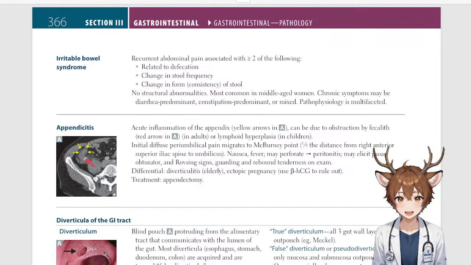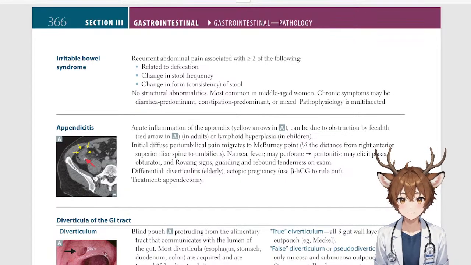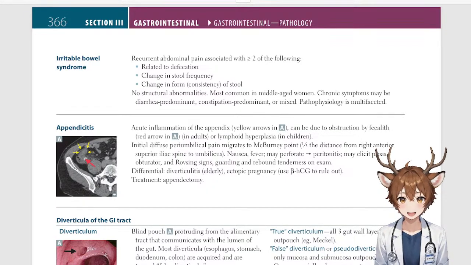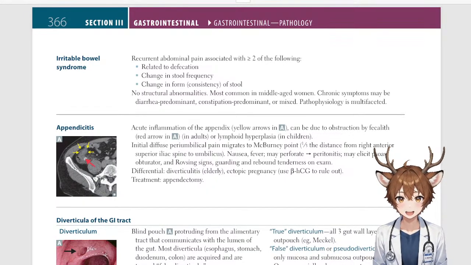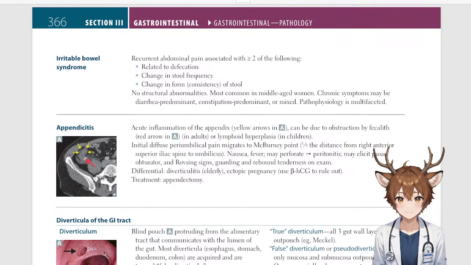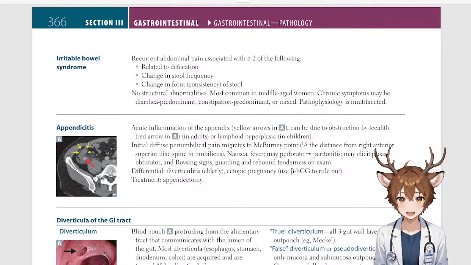Yeah, so if you do Rovsing sign, they don't explain that. Well, they do explain a little bit here. If the patient's lying supine, they're on their back on a table or whatever, and you press down in the left lower abdominal quadrant, if they feel pain in the right side, the right lower quadrant, that's a positive Rovsing sign, and that's indication of appendicitis. Guarding and rebound tenderness on exam. Treatment would be appendectomy.